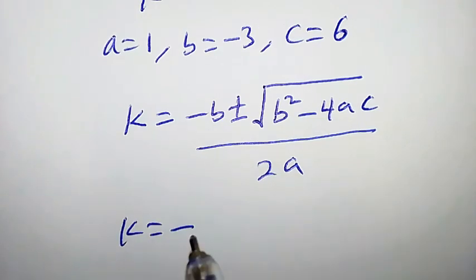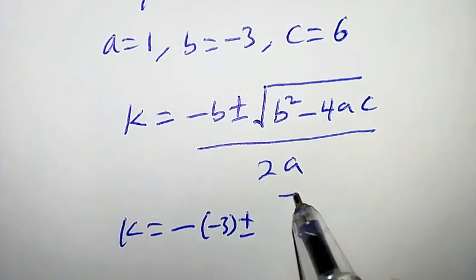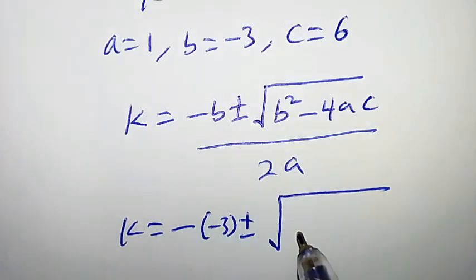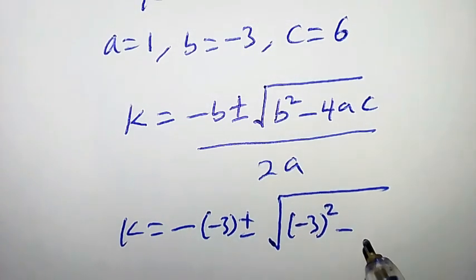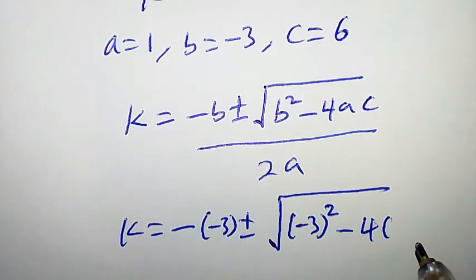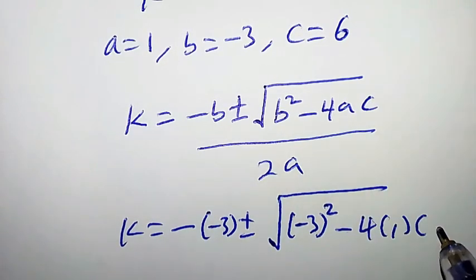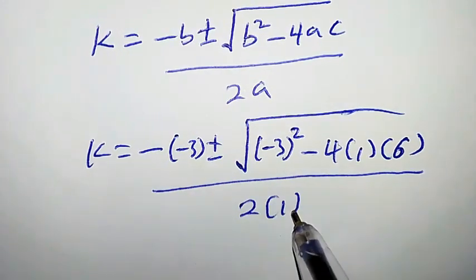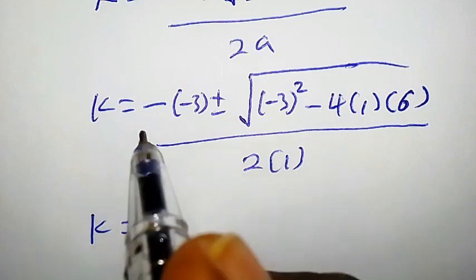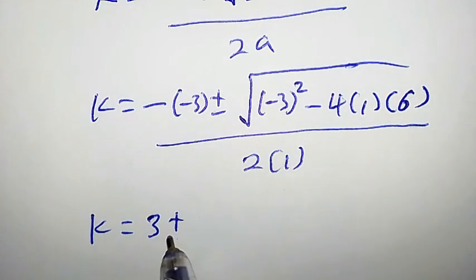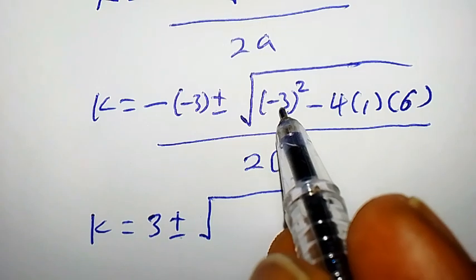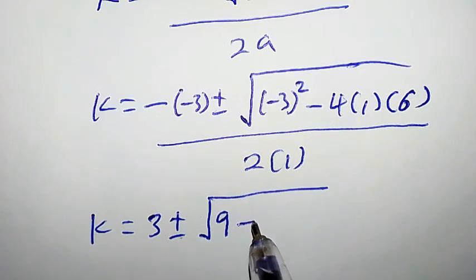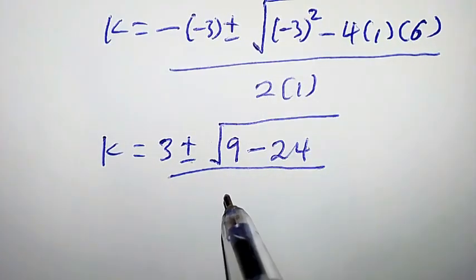K is equal to minus, what is b? B is negative 3, so we have minus 3 plus or minus square root of b, which is minus 3 all square, minus 4 times, what is a? A is simply 1. And what is c? C is 6, all over 2 times 1. Let's continue. K is equal to minus times minus 3, that is 3, plus or minus square root of negative 3 all to the power of 2, that is 9, minus 4 times 1 times 6, that is simply 24, all over 2 times 1, that is 2.